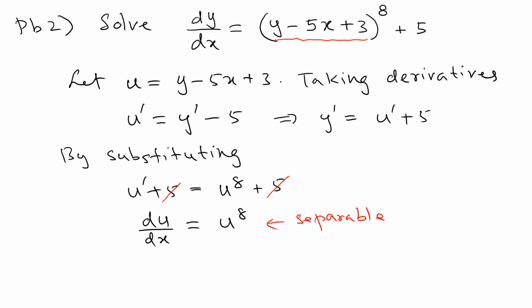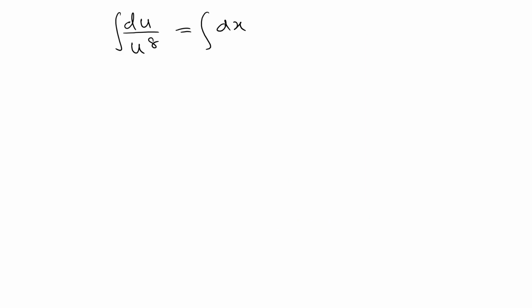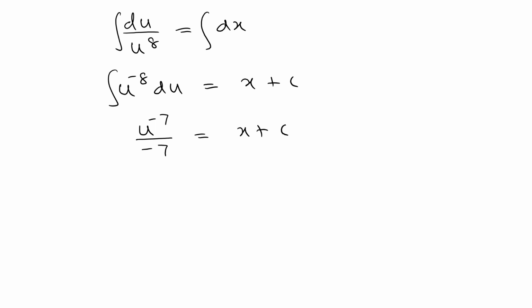So we move the terms and integrate. We can write this as du over u to the 8 equals dx on the other side, and we integrate both sides. This is very easy to integrate using the power rule. So let's do that. You can write this as u to the negative 8 du. On the other side, you simply get x plus c. Using the power rule, this side is u to the negative 7 over negative 7 equals x plus c.